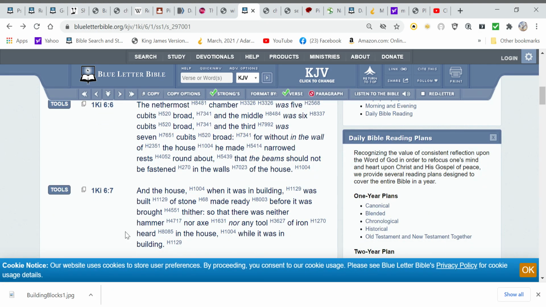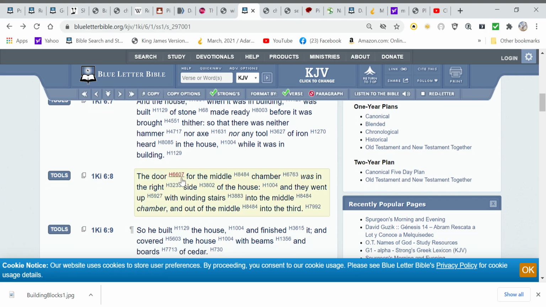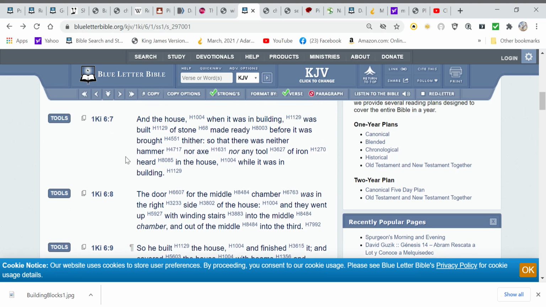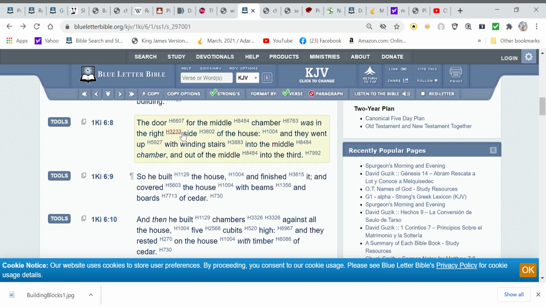So we see, as we come down through these verses, and I'm going to point out just these verses right here. Verse 7, now the one I'm going to dwell on will be verse 8, but I want to look at the one before and after so you can understand what I'm saying here. Okay, so verse 7 says, and the house, when it was in building, was built of stone, made ready before it was brought thither, so that there was neither hammer nor axe nor any tool of iron, heard in the house while it was being built. Okay, and so this will be the verse that we focus on.